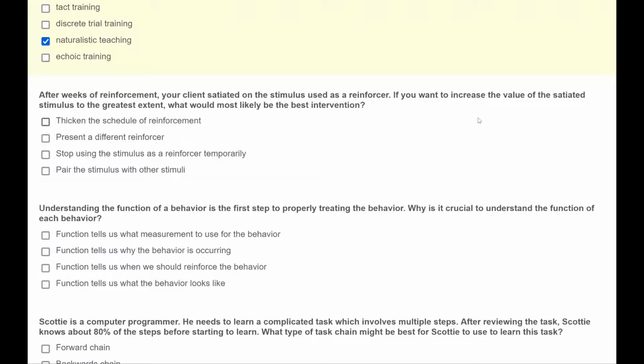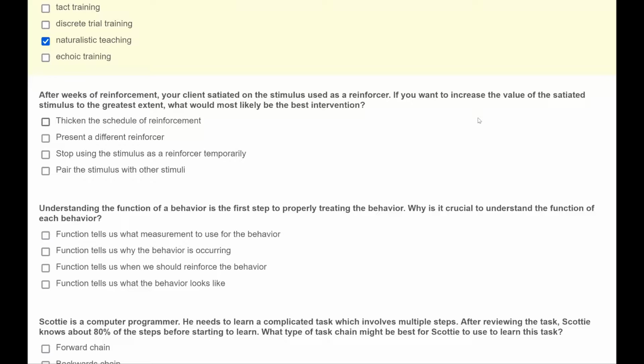But in general, if you're going to want to decrease how often you're using this stimulus as a reinforcer, you're not going to want to thicken the schedule. B, present a different reinforcer. Presenting a different reinforcer might be okay, but what if you're still using the same reinforcer as well? It's not going to change the value. So B is okay, but can we find a better answer?